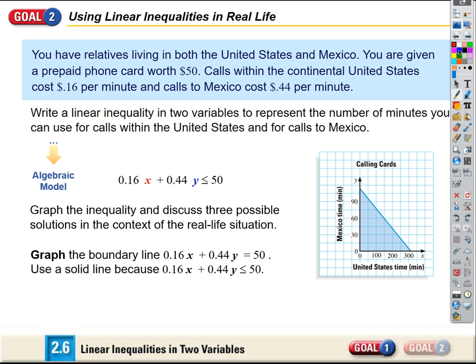So this is fine. If I pick that value right there, I could make 100 minutes of calls to the US and 45 minutes of calls to Mexico, and that's part of the solution. That's possible. But I couldn't do 100 minutes of calls to the US and 90 minutes to Mexico. I don't have enough money for that, right? Does that make sense? All right. I think we're good. Okay.